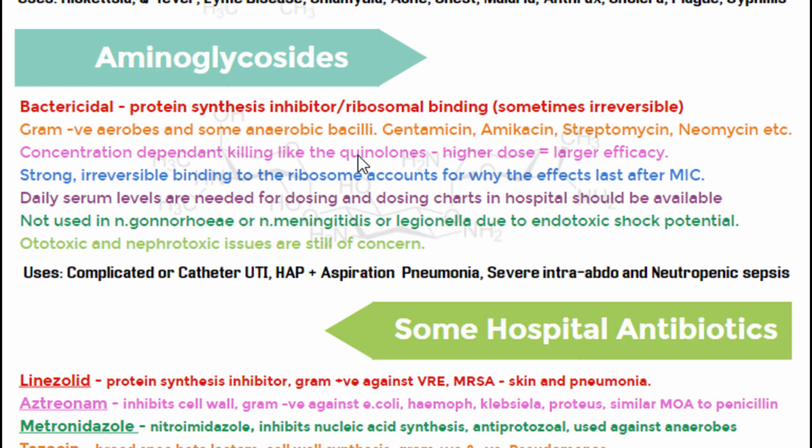Concentration-dependent killing, like the fluoroquinolones, so the higher the dose, the larger the efficacy, and you will see strong irreversible binding of the drug to the ribosome, and that really explains why you see effects on the bugs after the gentamicin level has fallen below its minimum inhibitory concentration in the blood. So the effect of the drug lasts far beyond the drug having demonstrably worn off the serum concentrations. Daily serum levels are needed for dosing, and dosing charts in hospitals should be available.